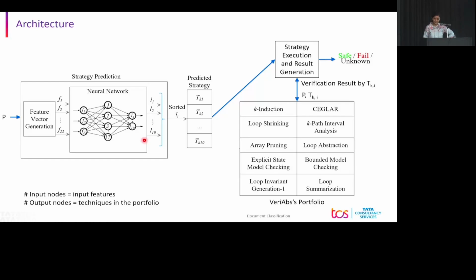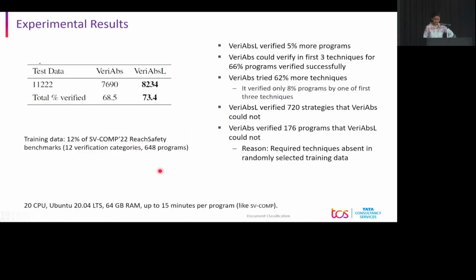Most of it is done. To answer your question, Ashutosh, we performed our experiments on SV24 using this data and compared it with VeriAbs. You can see there is a significant improvement over VeriAbs, as expected. The training data we took is from SVCOM 2022, which has 12 subcategories.